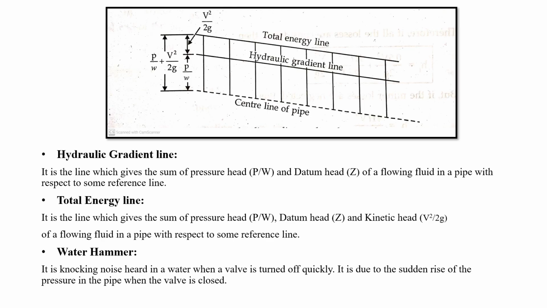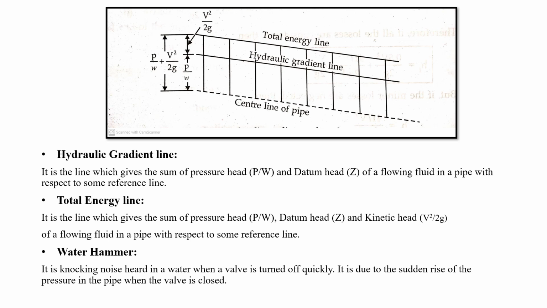Another two important definitions when we are studying flow through pipes are HGL and TEL, that is, hydraulic gradient line and total energy line. The figure shows the two lines and how they are measured. The hydraulic gradient line gives the sum of pressure head, p/w, and datum head, z, of a flowing fluid in a pipe with reference to some reference line.